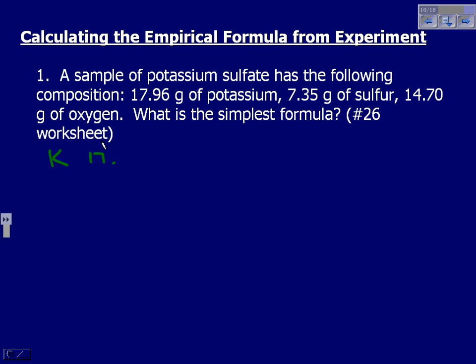I have 17.96 grams of potassium that came out of that particular substance. Sulfur, there is 7.35 grams. And in terms of oxygen, there is 14.70 grams. Doesn't matter whether it adds up to 100 or not. They came from experiment. They're going to contain the ratio.